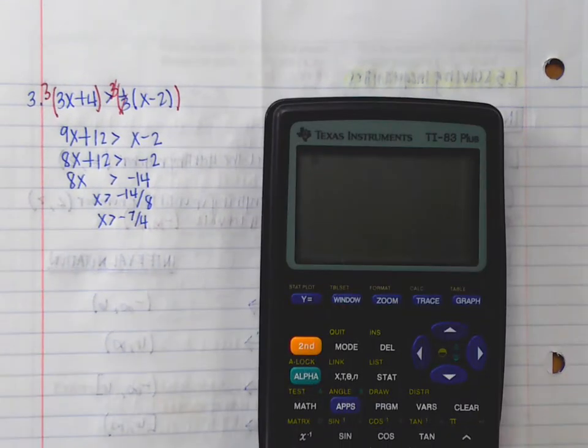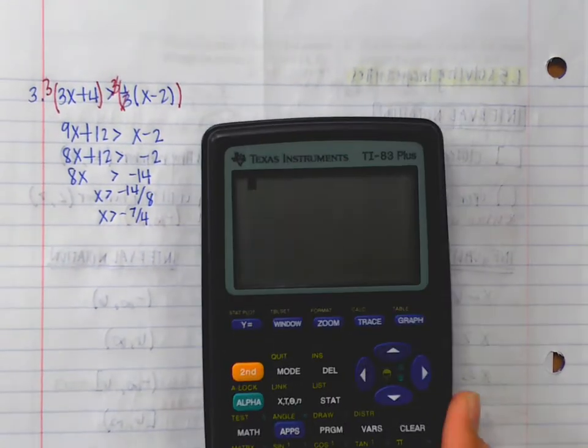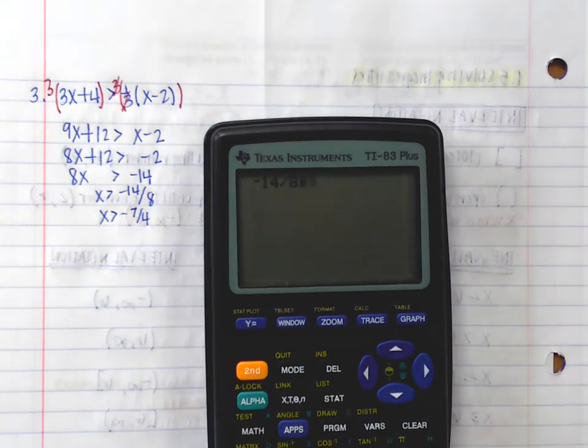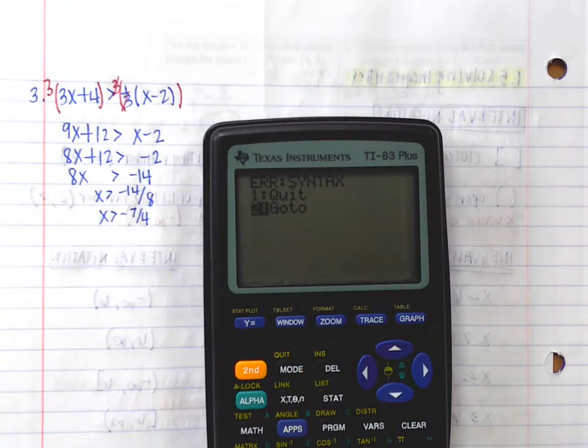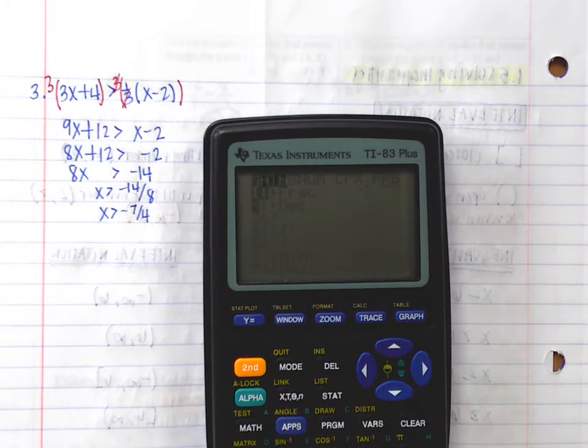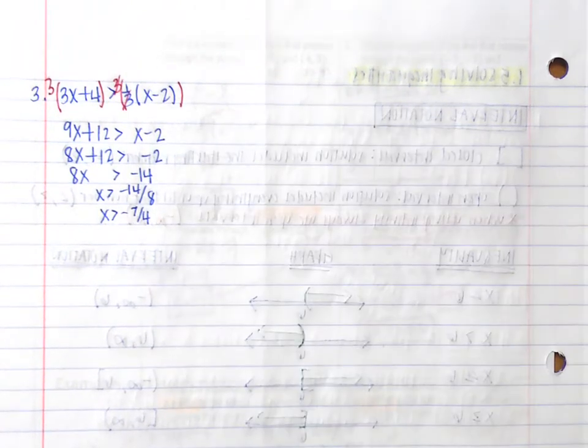We can always check in our calculator if that's as simplified as it can go. If you plug in -14 divided by 8, and then change it with math frac, it will always give you the reduced answer. So -7/4 is our reduced answer.